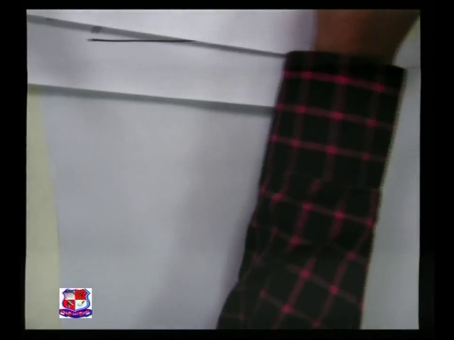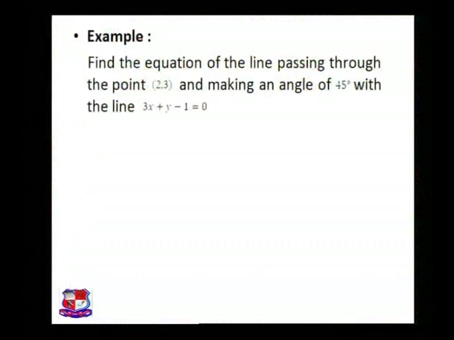Let us look at one more example. The question is: find the equation of the line which is passing through the point (2, 3) and which is making an angle of 45 degrees with the line 3x + y − 1 = 0. So here we want to find the equation of a line, and we are given one equation of a line, a point on the second line, and the angle between these two lines.